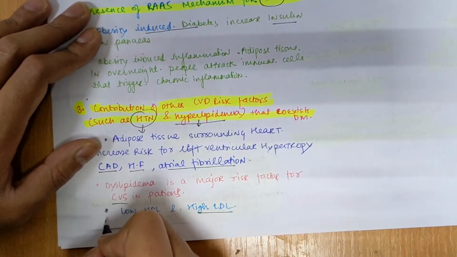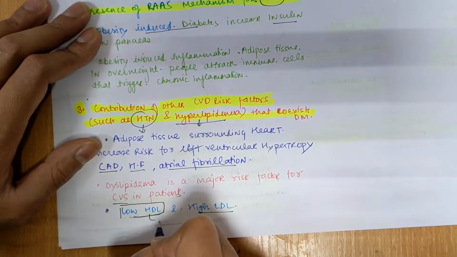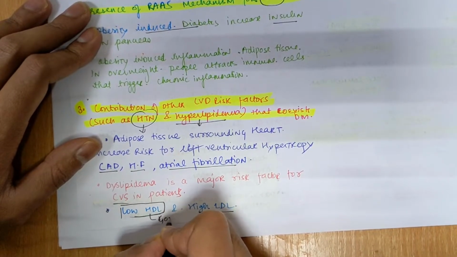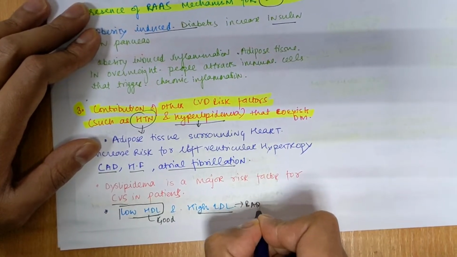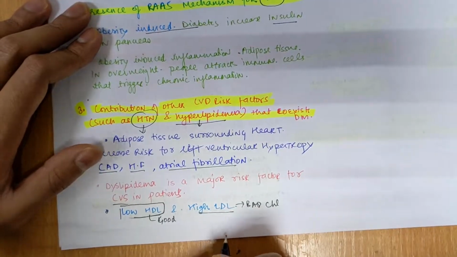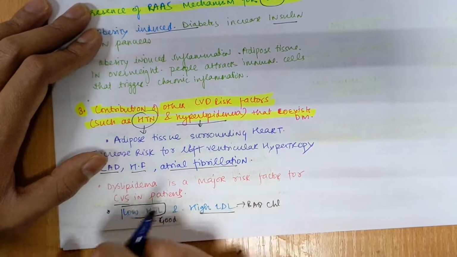So the patient having diabetes mellitus is prone to suffer with low good cholesterol. HDL is good cholesterol, which is decreased in the patient, and high LDL is bad cholesterol. So this is very dangerous for the patient. Okay, if you do the lipid profile of these patients, you will see this scenario.